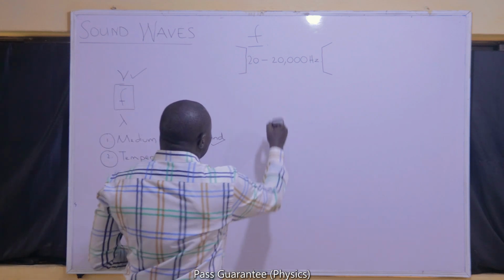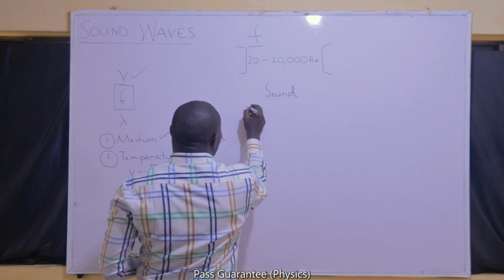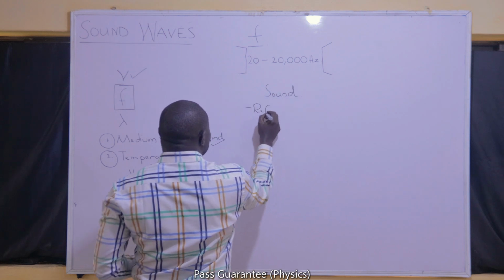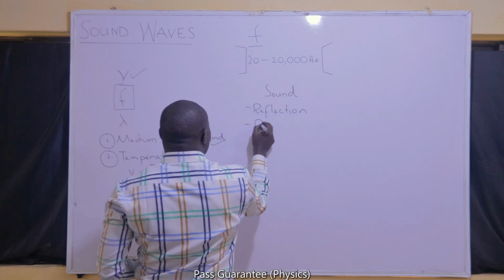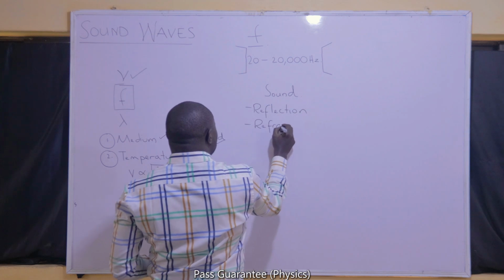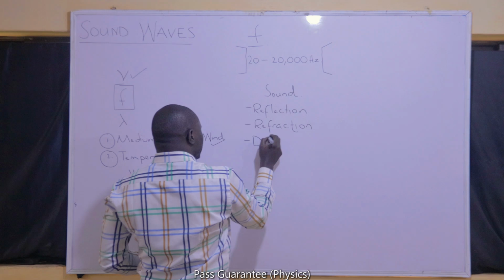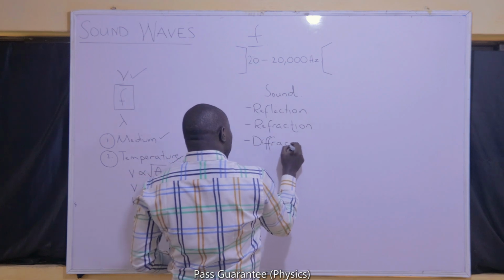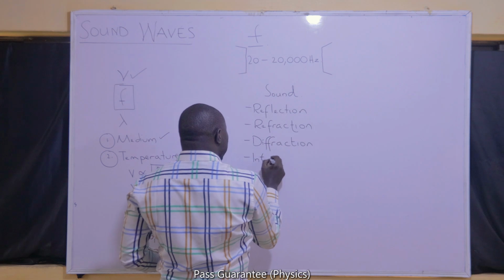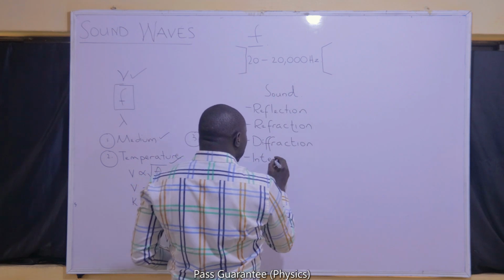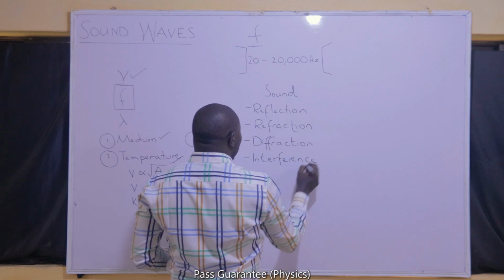Sound being a wave also can undergo almost all of the properties of other waves. Sound can be reflected, can undergo reflection. Sound can be refracted, it can undergo refraction. Sound can be diffracted. Sound can undergo interference. The only other thing now is polarization, and sound, not being a transverse wave, cannot undergo polarization.